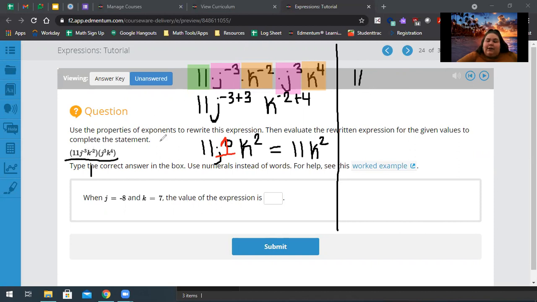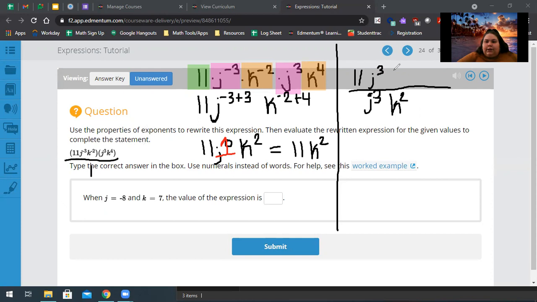That j to the negative third power, I have an issue with. I don't want -3, I want it to be +3. So I'm going to bring it down below. So this is j to the third power. Then it's k to the -2 power. Again, we don't like it, and it's at the top, so we bring it down to k to the 2 power. J to the third power is okay. K to the fourth power is also okay.